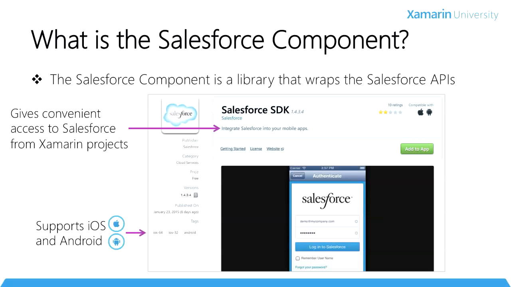On Android, an intent is created, and on iOS, a UI view controller is instantiated. Security is also handled per platform. On Android, the key store is used for user caching, and on iOS, the security keychain. The component is available as an in-project download from the Xamarin Component Store.